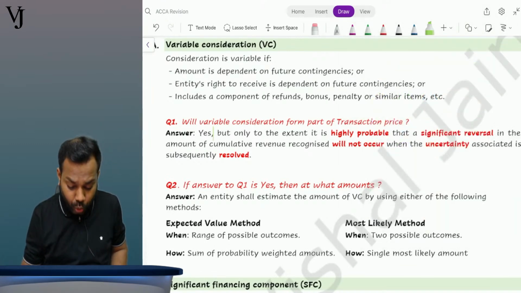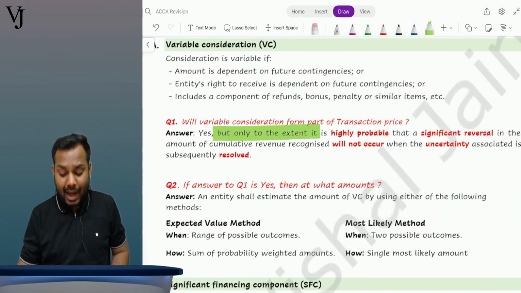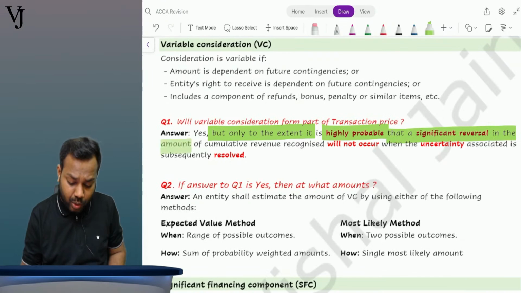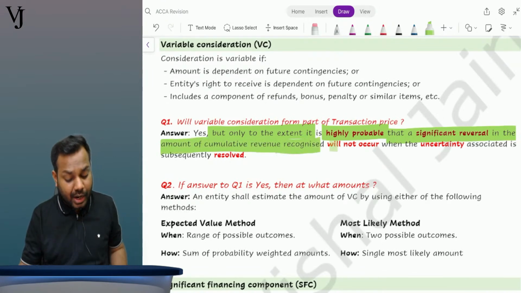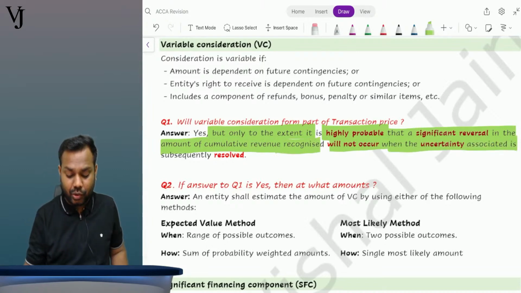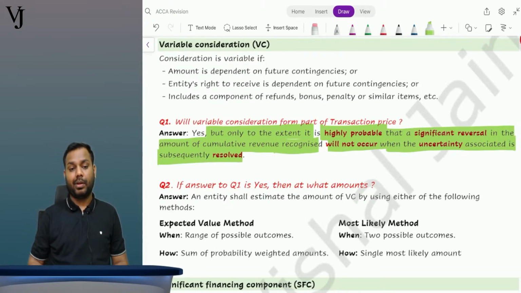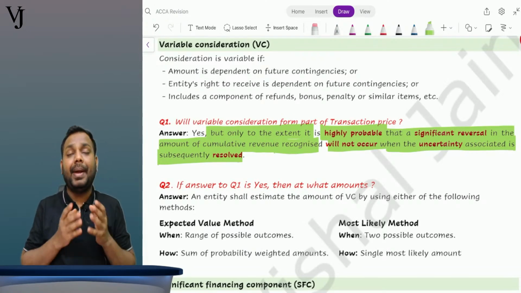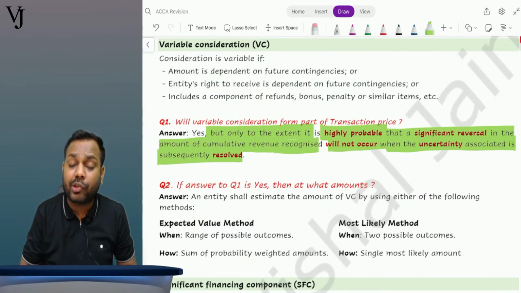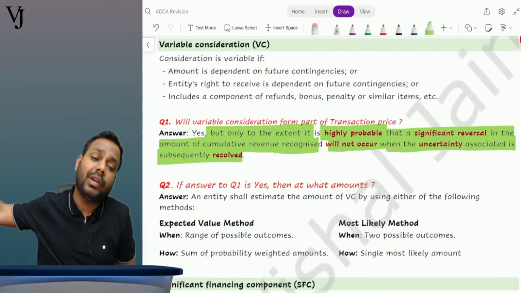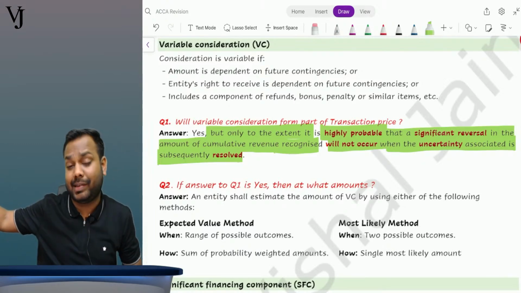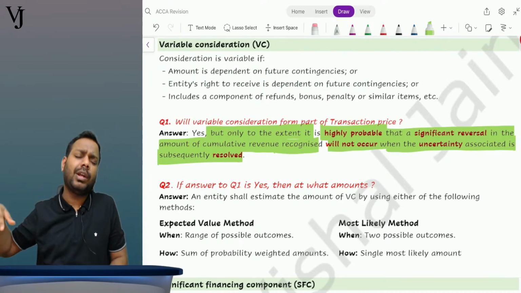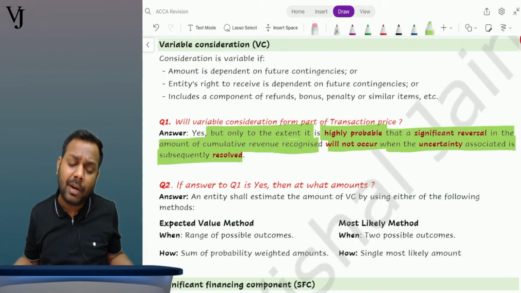Yes, but only to the extent it is highly probable that a significant reversal in the amount of cumulative revenue recognized will not occur when the uncertainty associated is subsequently resolved. Meaning thereby, based on current estimates and current assumptions, you are certain that you will not reverse this revenue in the future. In the future, the estimates might change and you might be required to reverse it.